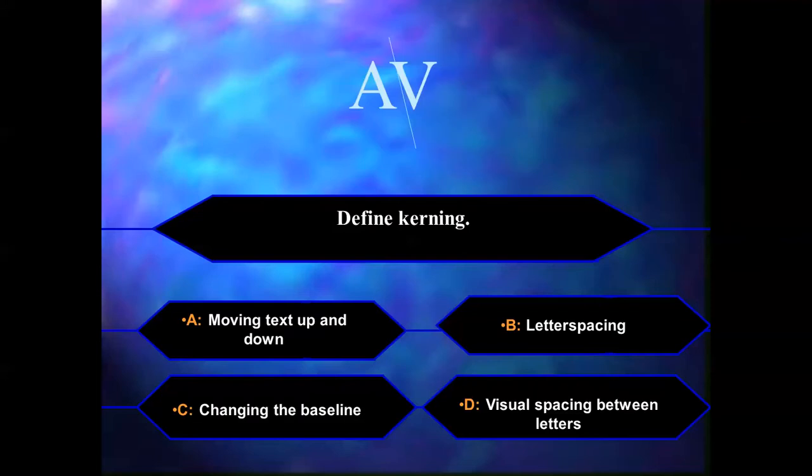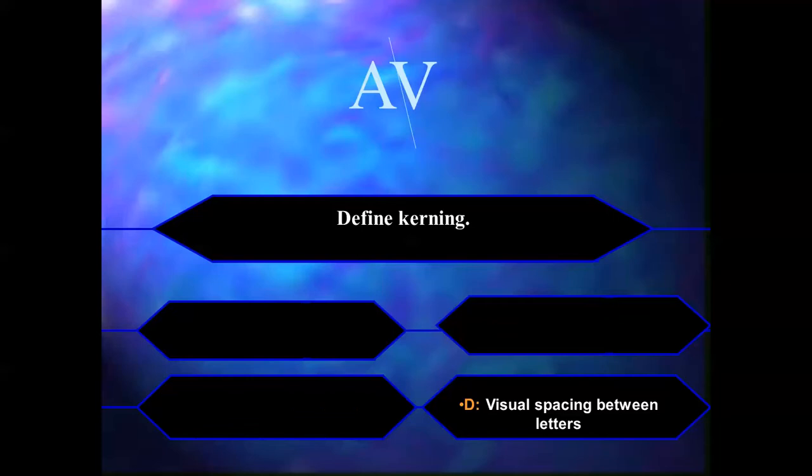All right. Define kerning. Is it A, moving text up and down? B, letter spacing? C, changing the baseline? Or D, visual spacing between letters? You're correct if you got D.